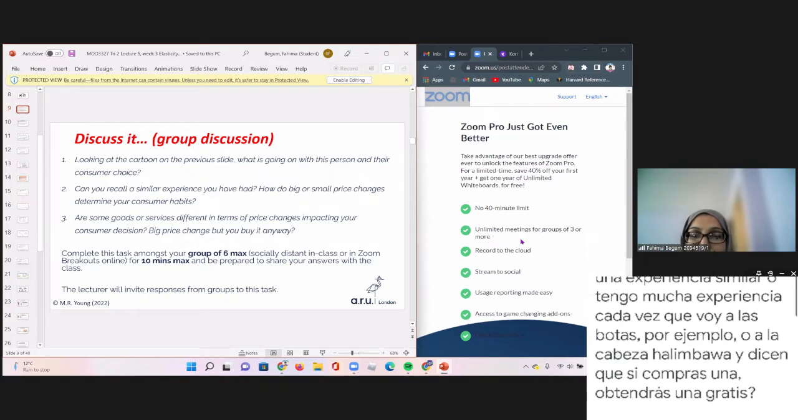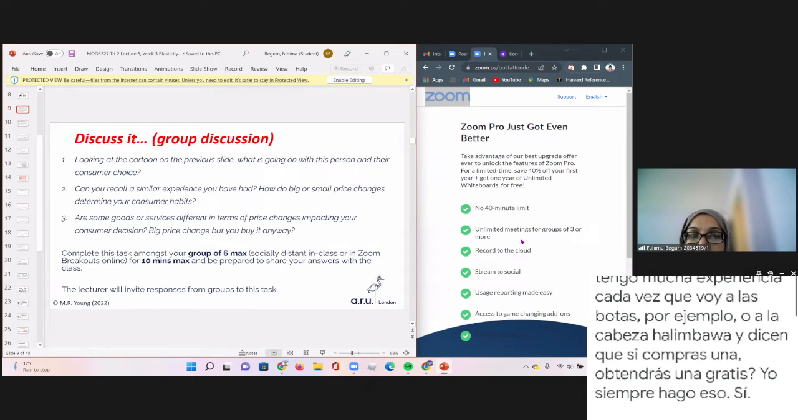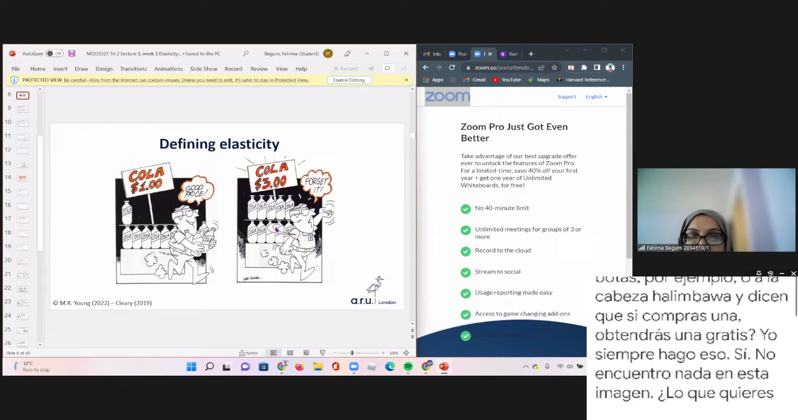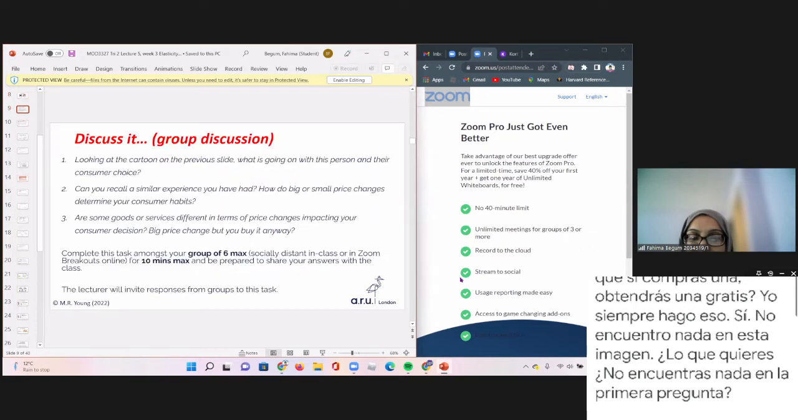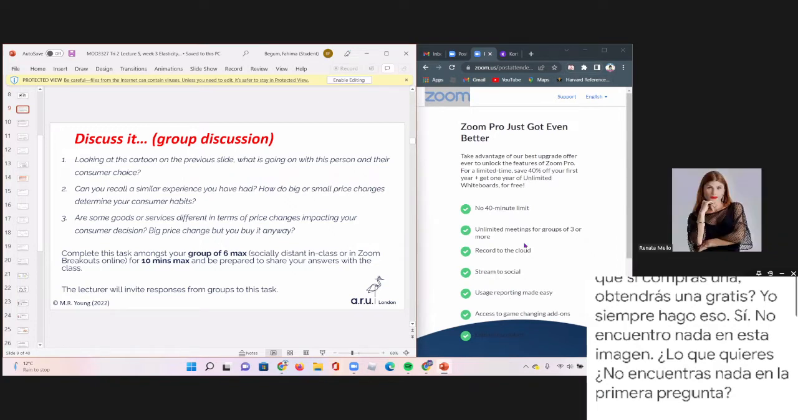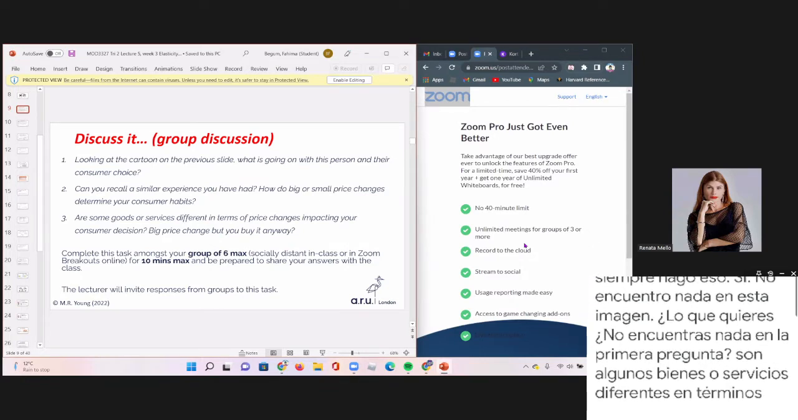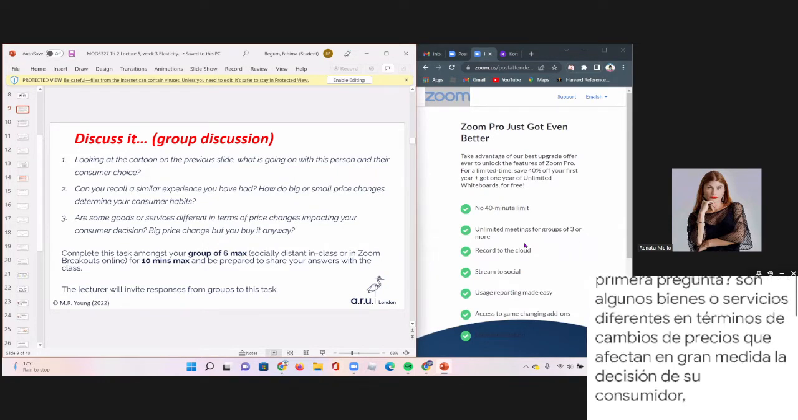Yeah. I don't find anything in this picture. What do you mean you don't find anything? The first question is: are some goods or services different in terms of price changes impacting your consumer decision? A big price change, but you buy it anyway. How is that for you guys?